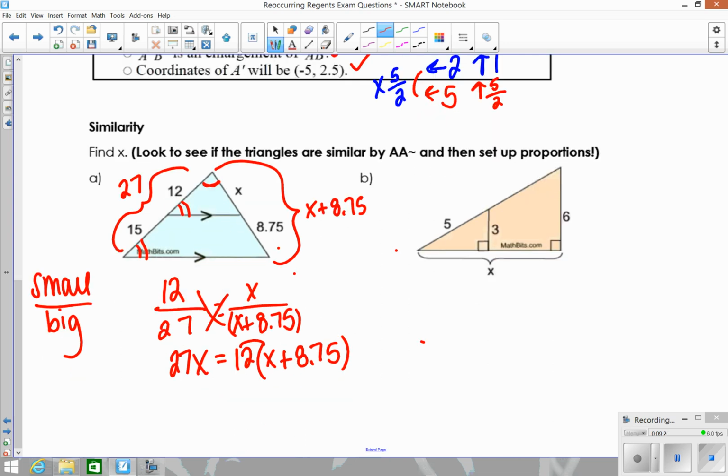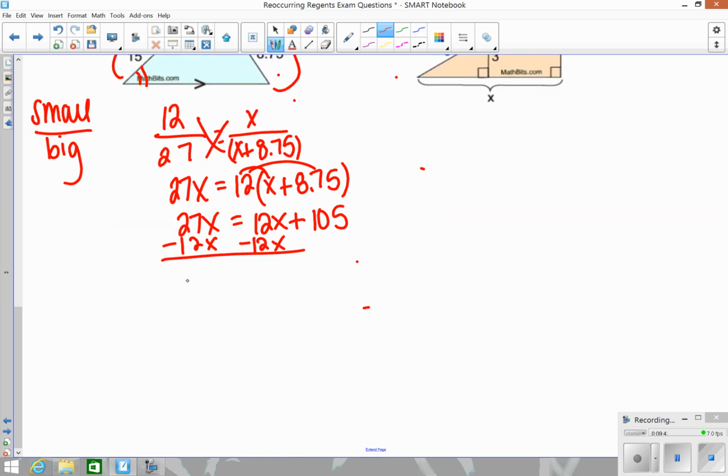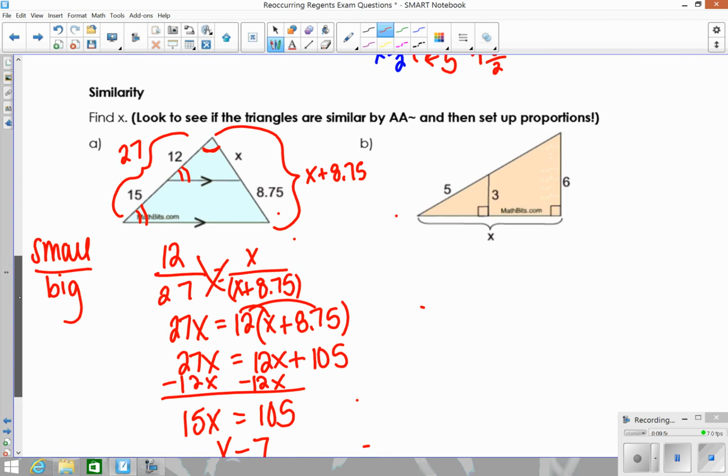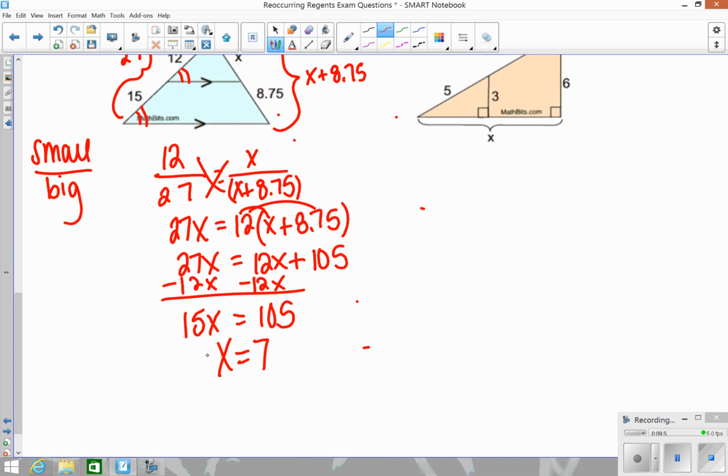And then we're going to distribute this. So we have 27x equals 12x plus 105. Subtract 12x from both sides. So you end up with 15x equals 105. Divide by 15, you get x equals 7. And then for this question, it just says find x, so we don't have to plug in or anything. That's it.